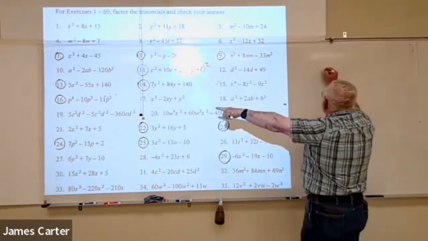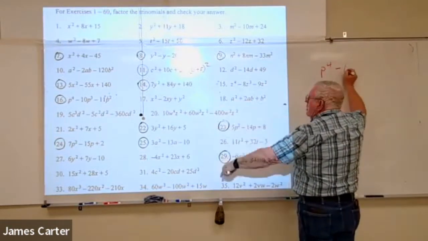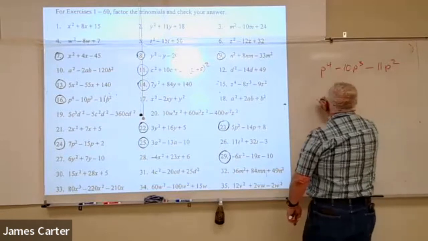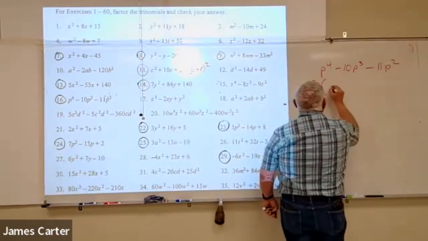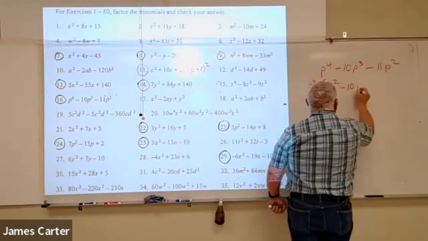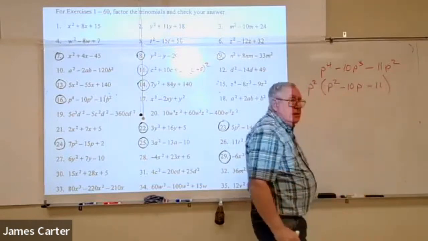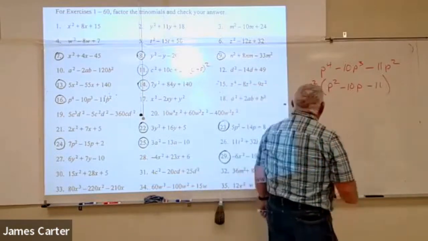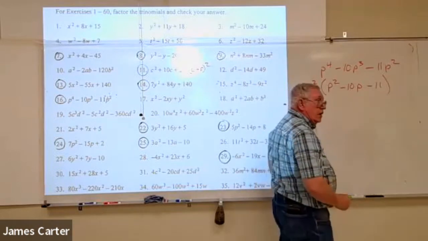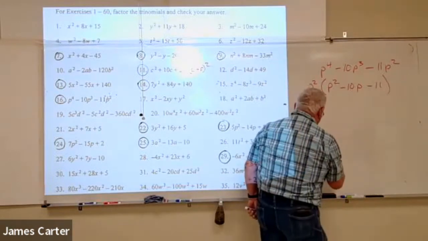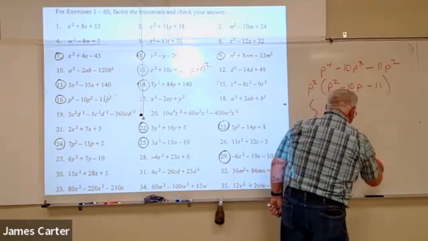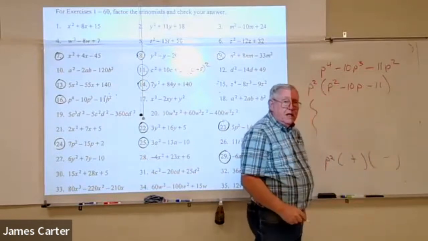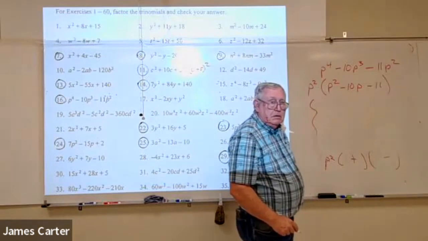Yeah. Okay, p fourth minus 10 p cubed minus 11 p squared. And the first thing I did was factor a p squared out of everything. Okay, now are you good that far? Okay. This I'm just going to bring down to my final answer. And the rule of signs on this says one's going to be positive and one's going to be negative. You okay with that?